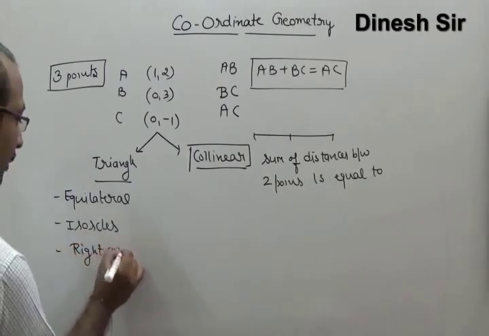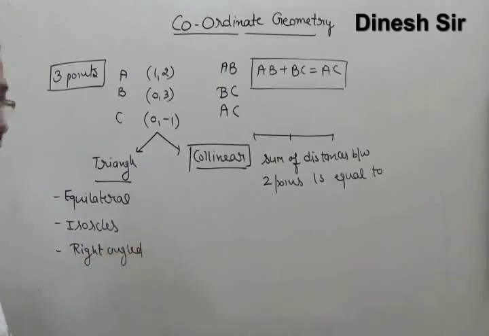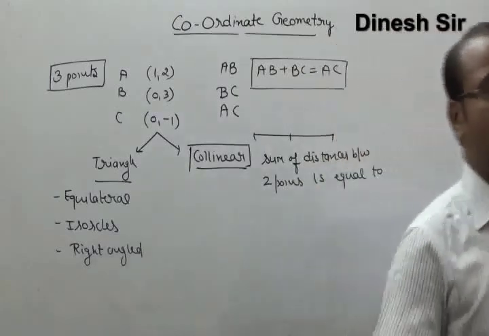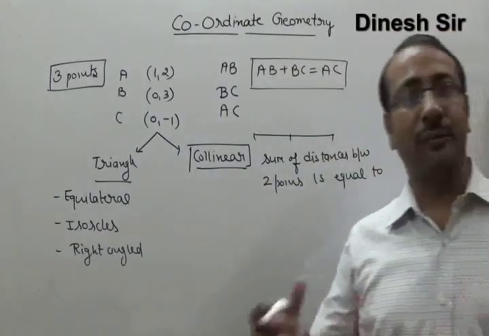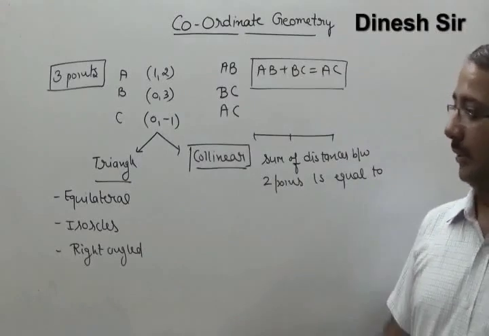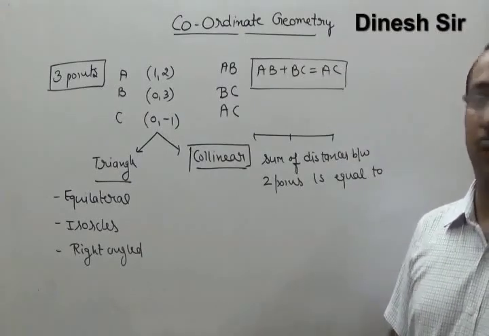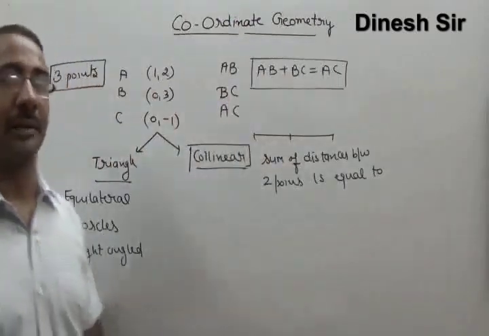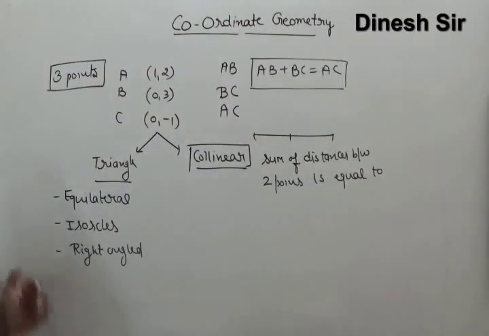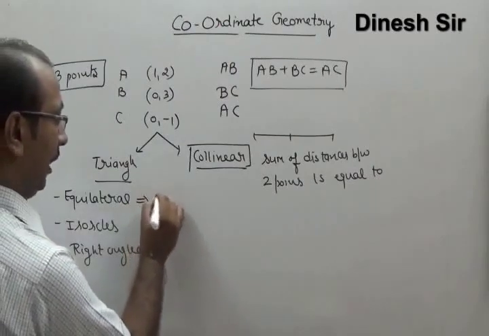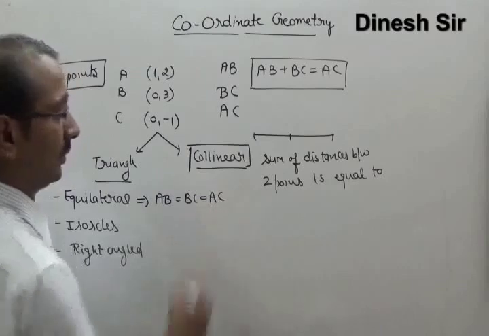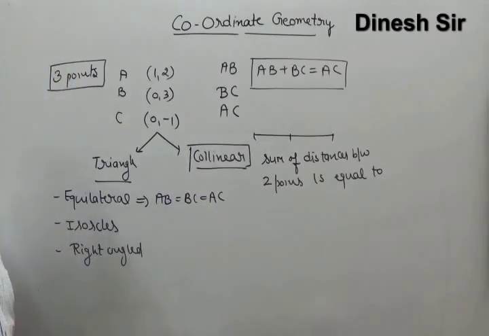Now sometimes the question is asked what type of triangle is being made. It is given in the statement that 3 points are given, and by joining the coordinates of the 3 points one triangle is made, and the question is what type of triangle is being formed. If we have to prove the triangle to be equilateral, all sides must be equal. So if you have AB equal to BC equal to AC, then the triangle formed by these points is an equilateral triangle.